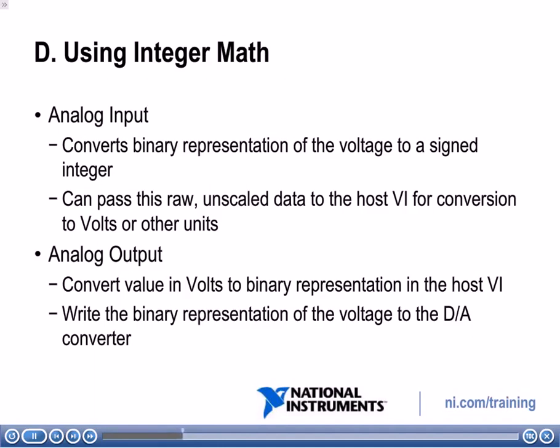What you can do to get that back into engineering units, one way you can do this is you can pass this raw unscaled binary data to the host VI for conversion to volts or other units. On the opposite end, with analog output, you could start in the host VI, and then you can take an engineering unit of volts and then change it into a 16-bit binary representation. And then you can write that binary representation of the voltage to the D to A converter of the analog output.